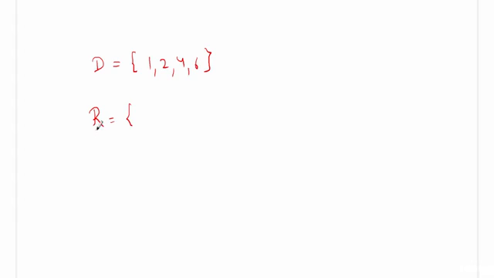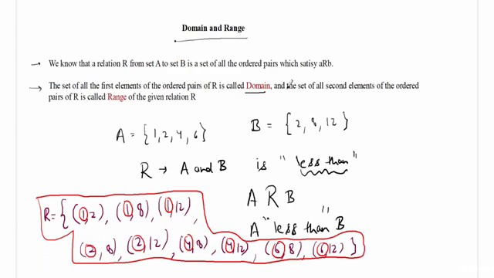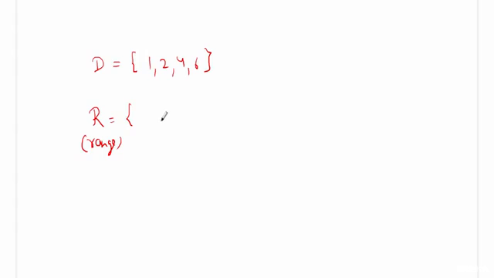And range. Here R stands for range; this is not relation, this R stands for range. The range is the set of all the second elements of the ordered pairs of R. So what are the second elements? Basically these are the second elements: 2, 8, 12, 8, 12, 8, 12. So basically 2, 8 and 12 are there in the second positions. The range will be 2, 8 and 12.